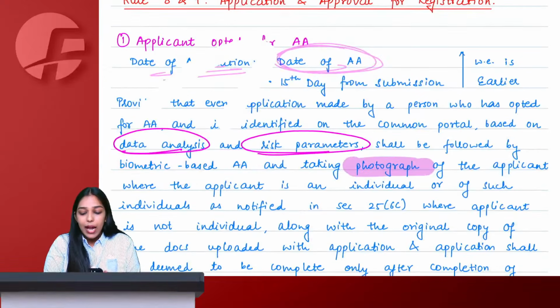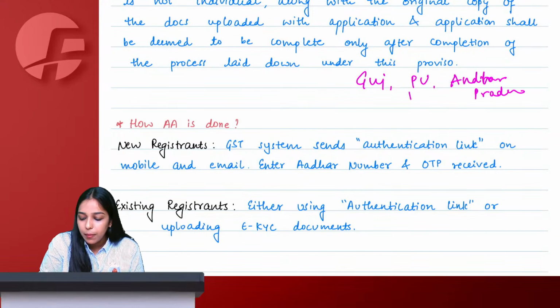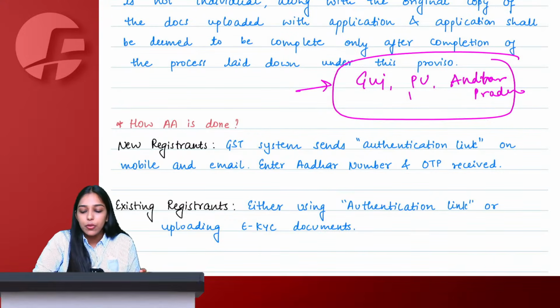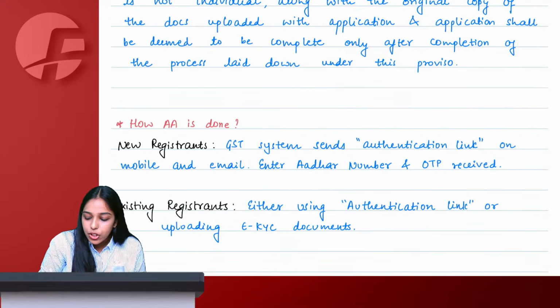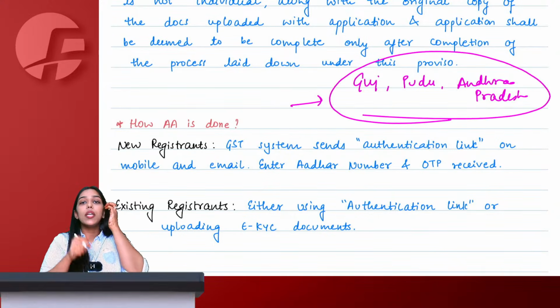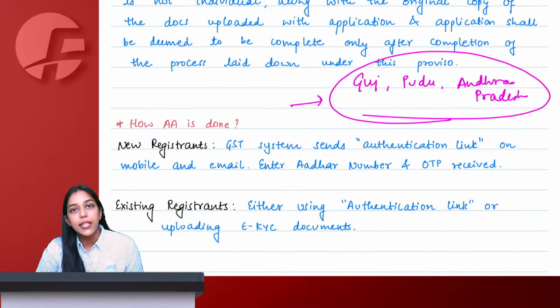But as of now, these kinds of provisions only apply in Gujarat, Puducherry and Andhra Pradesh, right? Only for these 3 places is this provision applicable as of now. Other than these 3 states, you can write in your notes also: Gujarat, Puducherry and Andhra Pradesh. Only in these 3 states for now is this kind of physical calling of a person allowed. Otherwise, at all other places it is electronic Aadhaar authentication only.